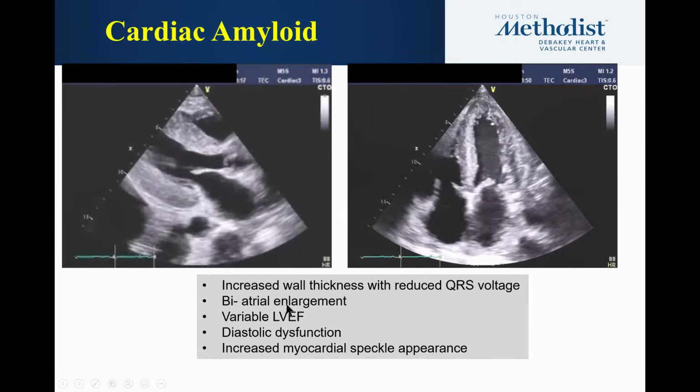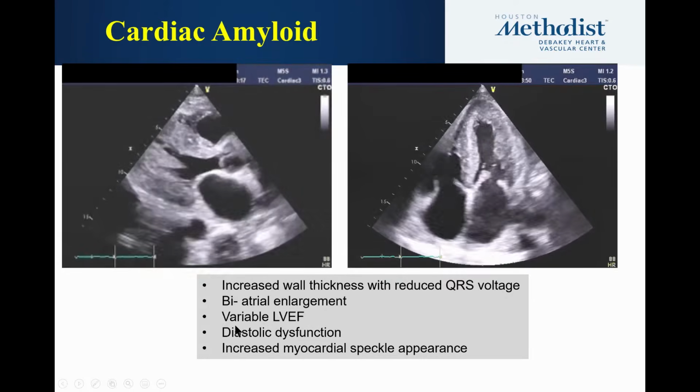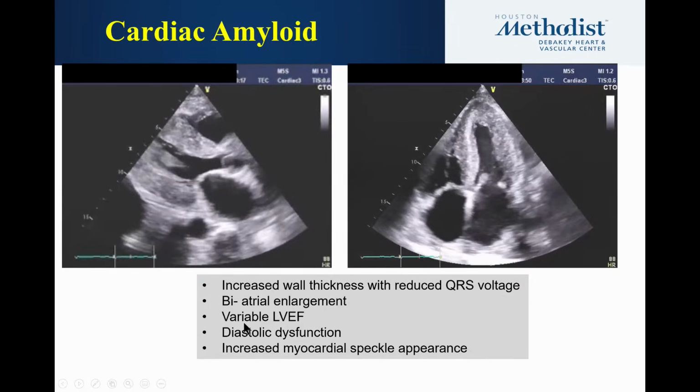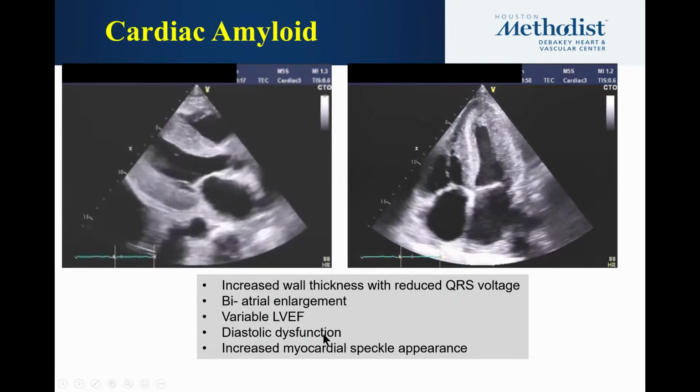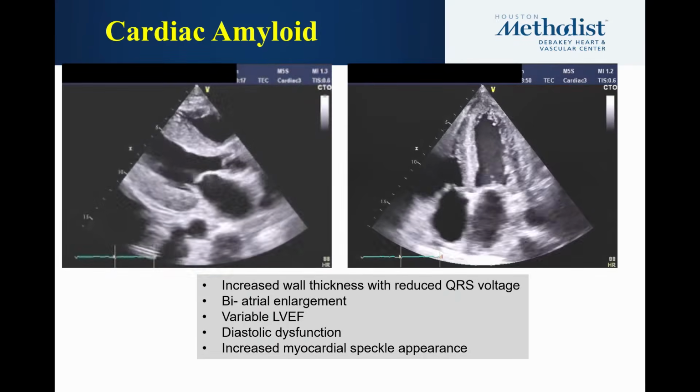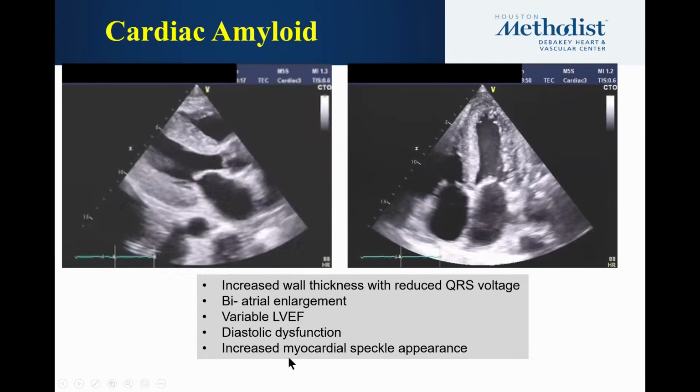There is frequent biatrial enlargement. EF is all over the place. It could be normal, it could be depressed. But diastolic dysfunction is universal. That one you will always have. And nowadays, with strain, you should have some reduction in strain.